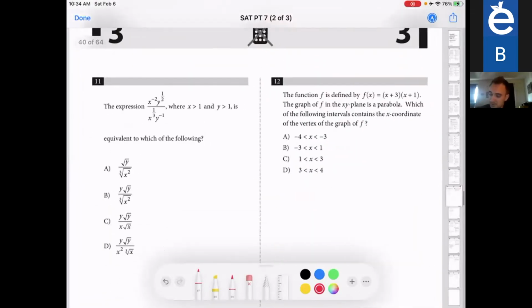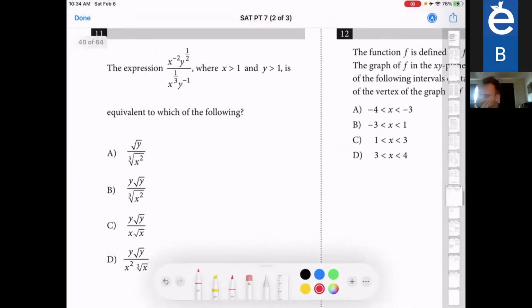Okay, number 11. This one looks kind of familiar, maybe the one that we did last week about fractional exponents and variables there and simplifying. But anyway, even if we did do it, it's good review. So let's go through it.